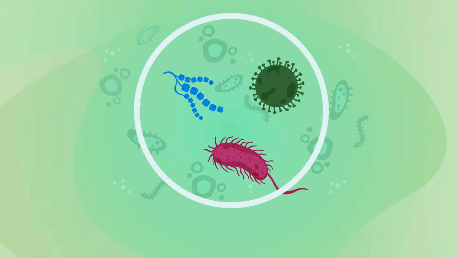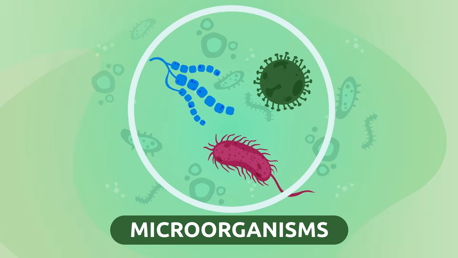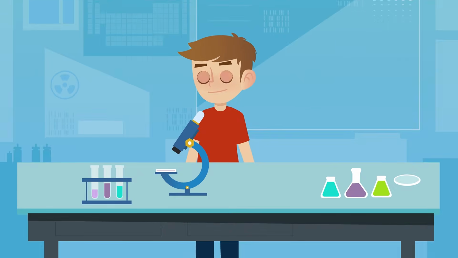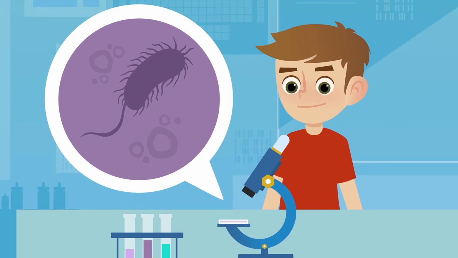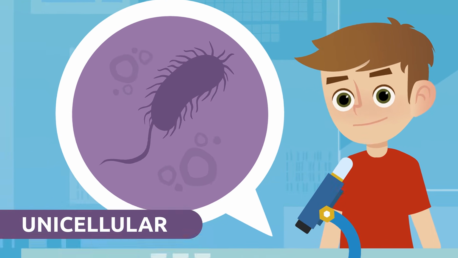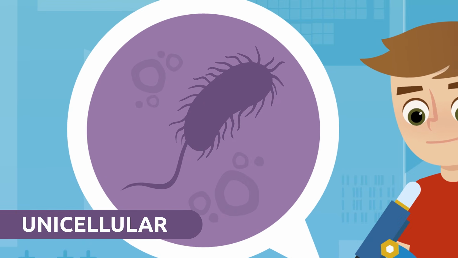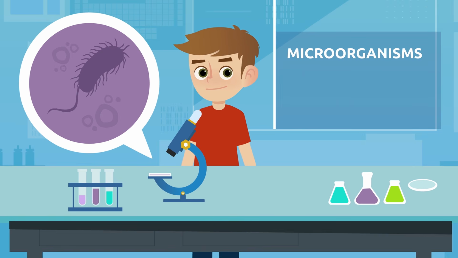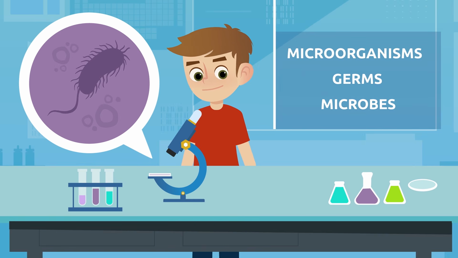Do you know what microorganisms are, and how many types of them are there? Let's learn everything about them! There are organisms that consist of one single cell, called unicellular organisms. These organisms are very small. That's why we call them microorganisms. You may also know them by other names like germs or microbes.